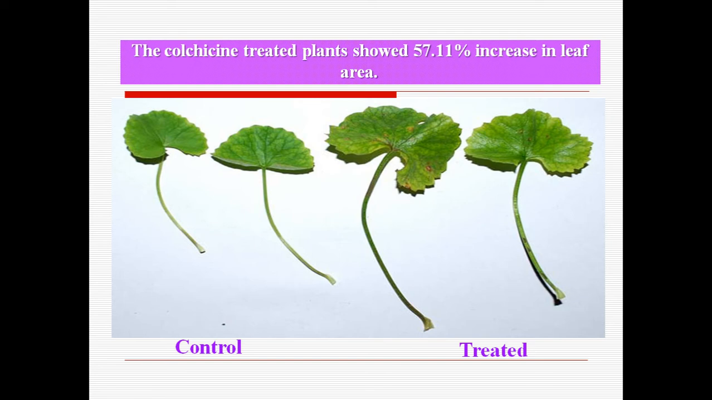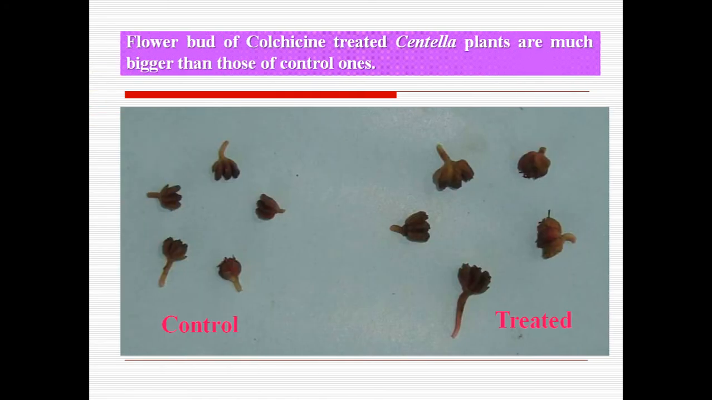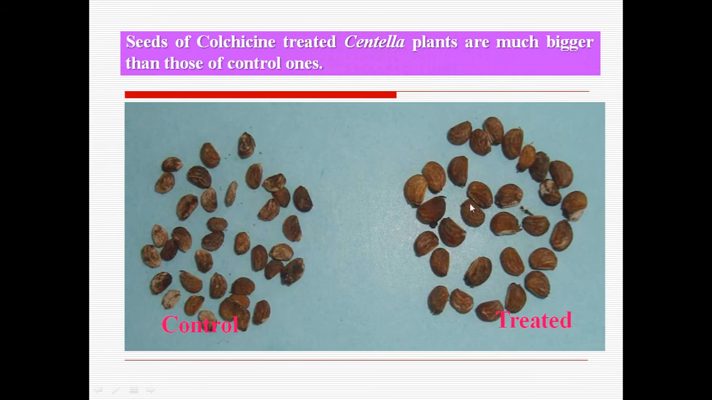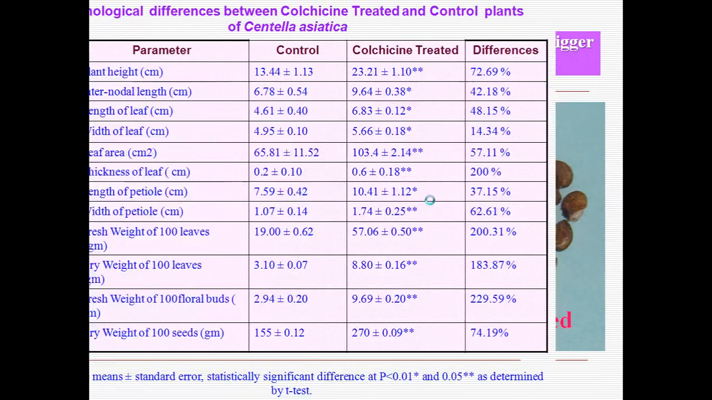This is the floral buds of control and treated plants. It is easily observed as a morphological variation. It is the seed size also. This is a control seed and this is a treated seed. The variations in morphology are easily observed.